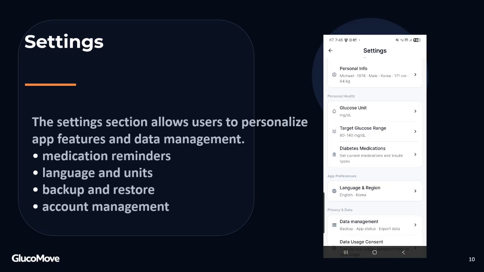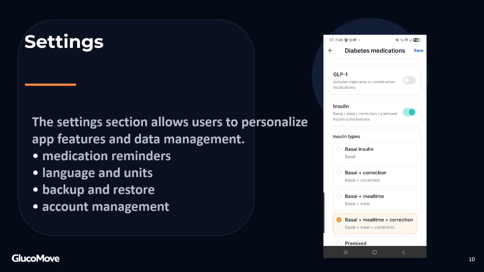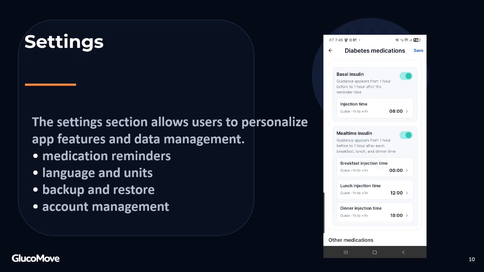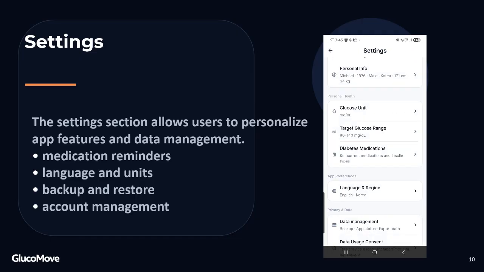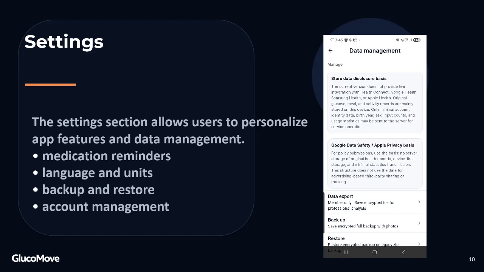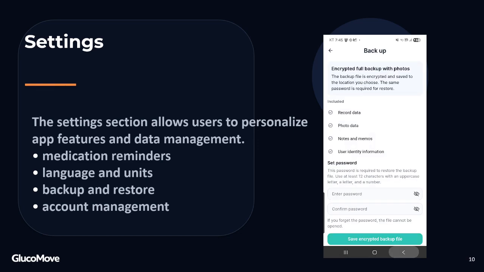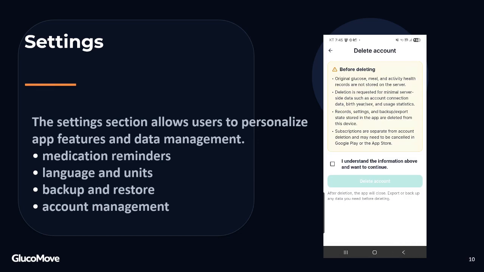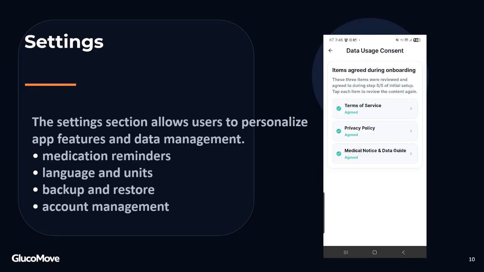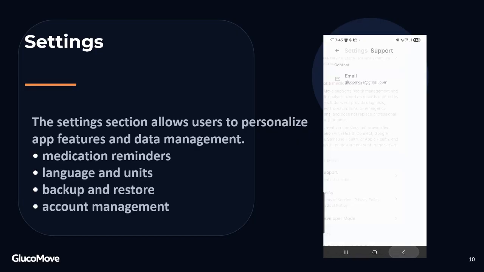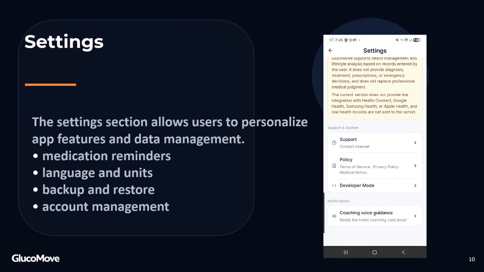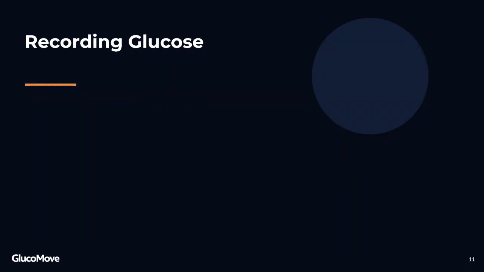The Settings section allows users to customize how information is displayed and managed. Users can adjust units, language settings, medication information, and data management options. Backup and restore features also help users protect and transfer their information. Over time, these settings help create a more personalized experience inside GlucoMove.